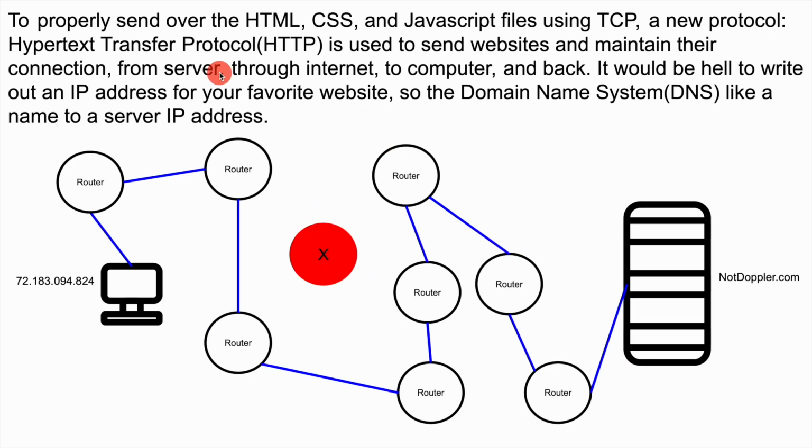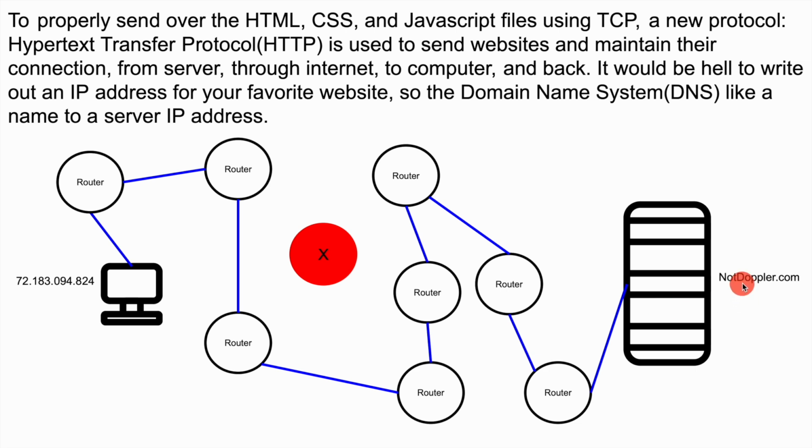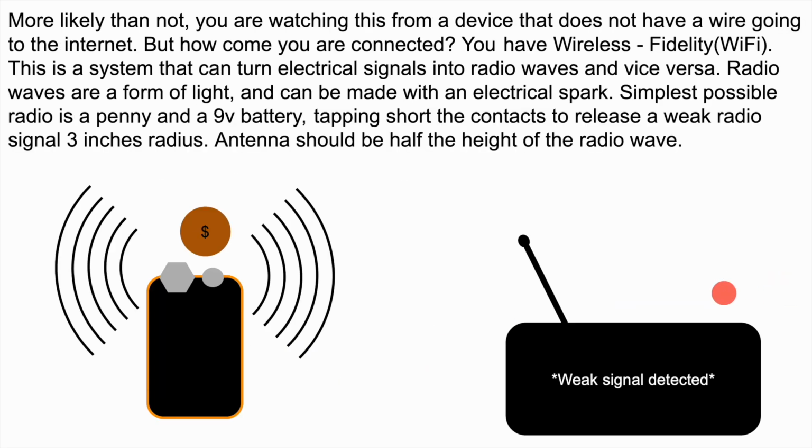Now, to send over all of this, we need to use Hypertext Transfer Protocol, or HTTP. Now, it would be all good and swell to send it over to website 95.291 something something, but it's even better if we can do a domain name system, which gives a nice human name to a website, like a very good flash game website on Doppler.